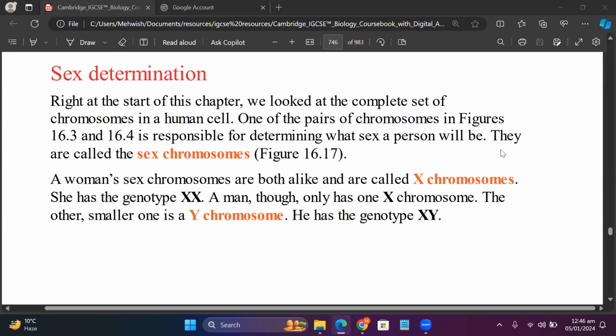So our today's topic is going to be sex determination. Sex determination means how we can tell, by looking at the karyogram of a person, whether that person is a male or a female, right? That is basically the 23rd pair of chromosomes, right?